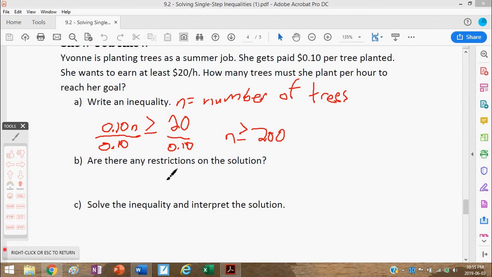Any restrictions on the solution? No, not really. There might be a case where, just like our video games, it has to be a whole number of trees. I guess that would be the one thing, right? She couldn't plant 200.5 trees. If you plant half a tree, you've probably killed that tree and it doesn't count. So restriction would be whole number. And so solve the inequality. We've done that already. At least, so she needs to plant at least 200 trees.